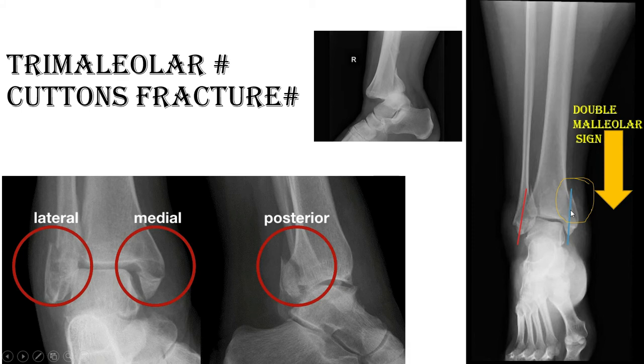See, this is the malleolar line, this is another malleolar line. This is called the double malleolar sign. On radiological assessment, if you see this, then you have to think about a posterior malleolus fracture. It is also called Cotton's fracture. You have to address it properly.